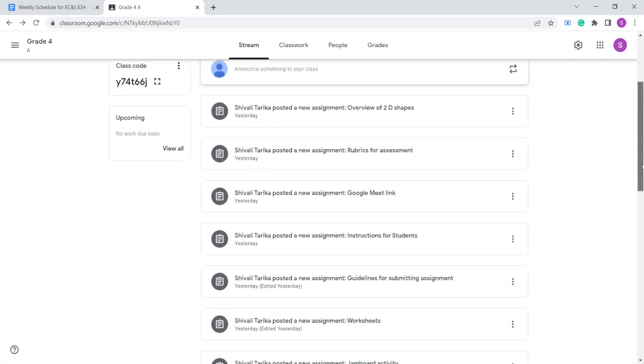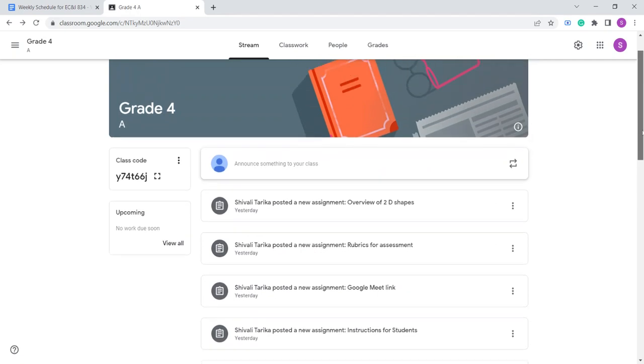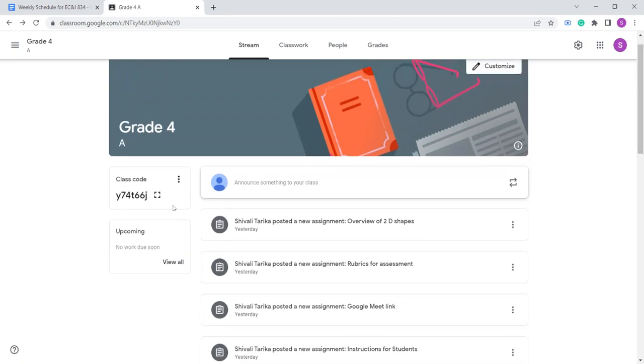Hello everyone. Today I would like to discuss my course walkthrough for ECI 834. Here is the classroom code. If the students want to access my classroom, then they can use the classroom code.